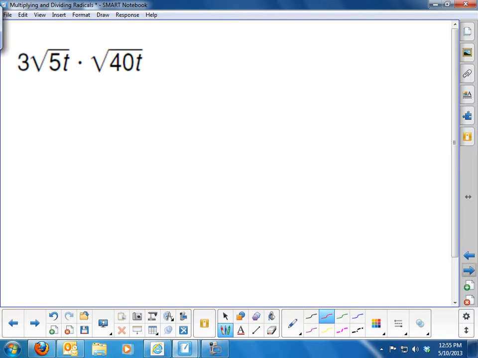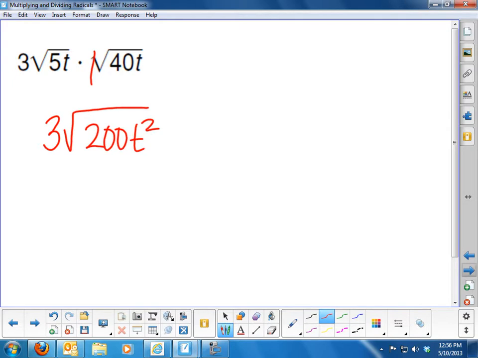All right, let's look at this one. We multiply what's outside the square roots together, multiply what's inside the square roots together. Outside this square root is a 1. You don't have to write it, but if it helps you, go ahead. So I'm going to multiply 3 times 1 to give me 3. Inside the square root, I multiply 5t times 40t. 5 times 40 gives me 200. t times t is t squared.